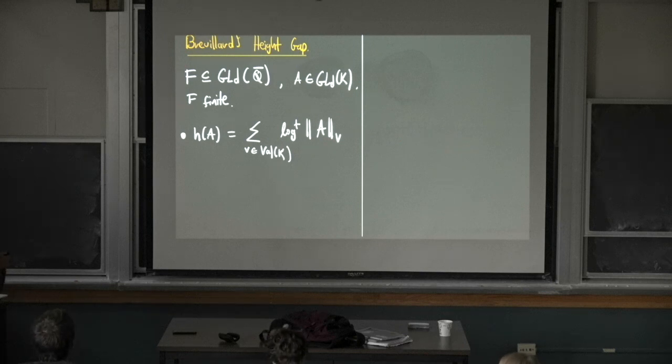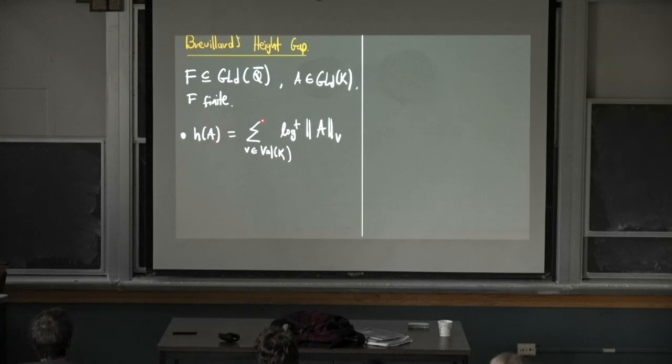So here I'm taking a finite set of matrices, say 2 matrices, where all the coordinates are algebraic integers. And then for a matrix, you can define the height of the matrix. That is very similar to what I defined for a number. You remember, for a number it was log plus of this.